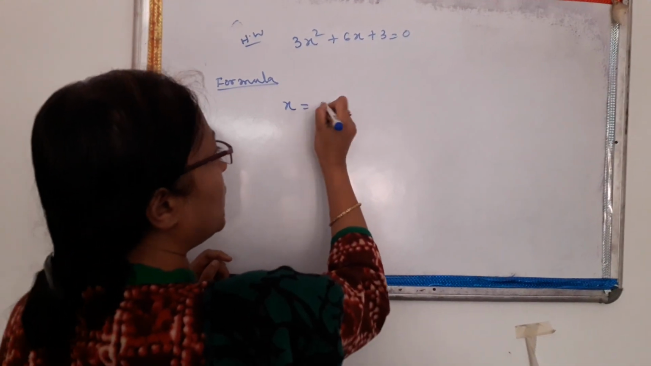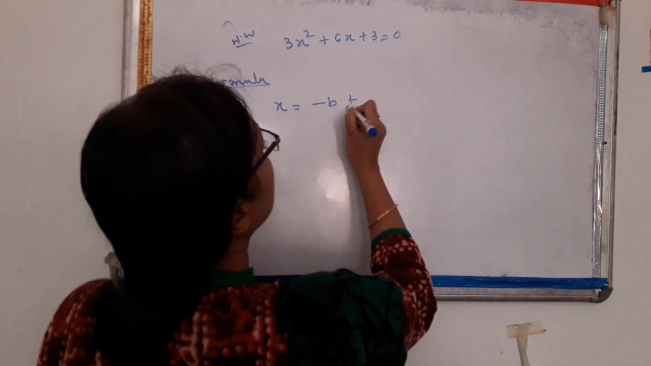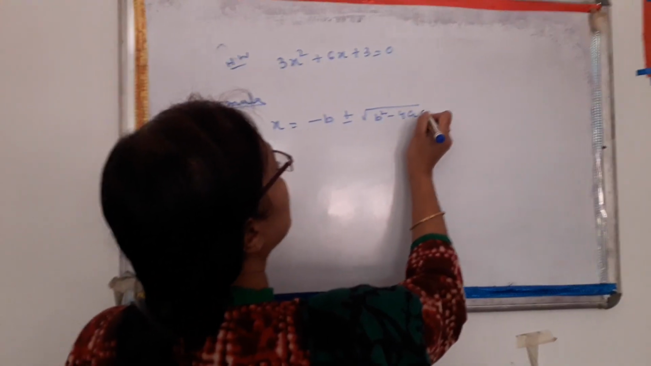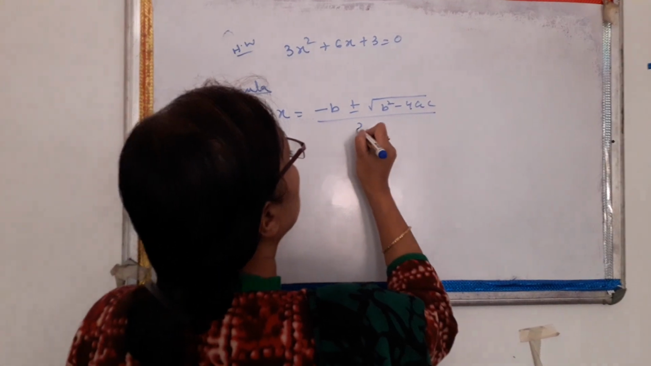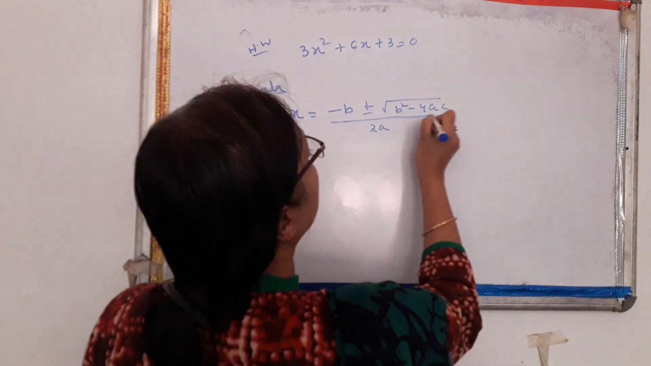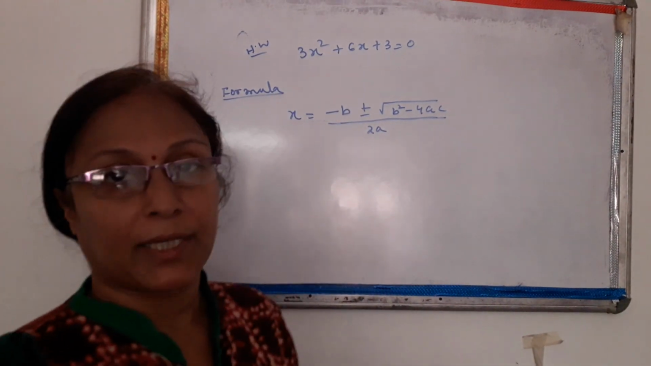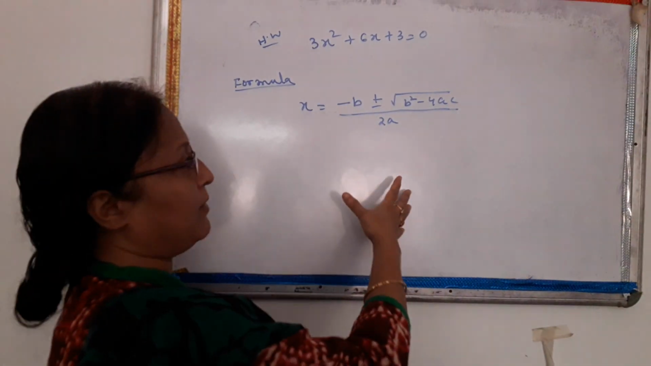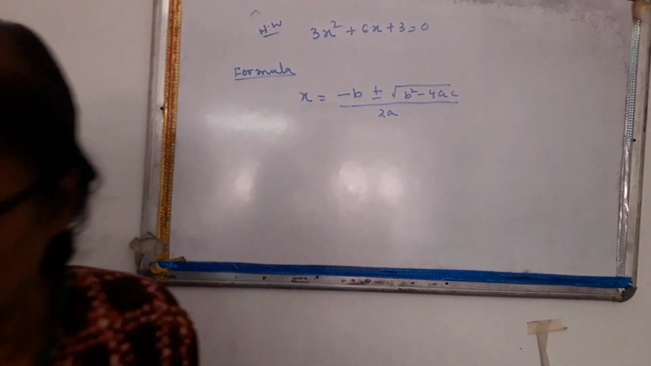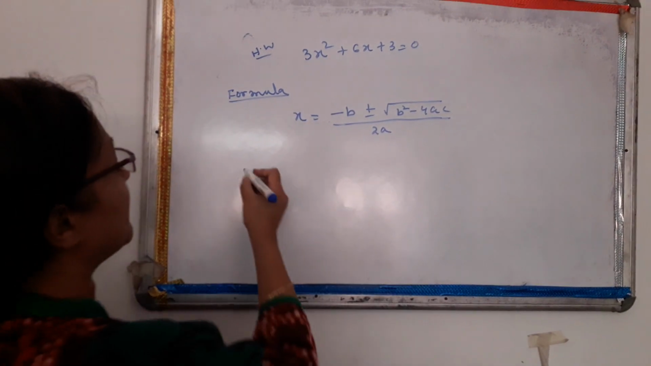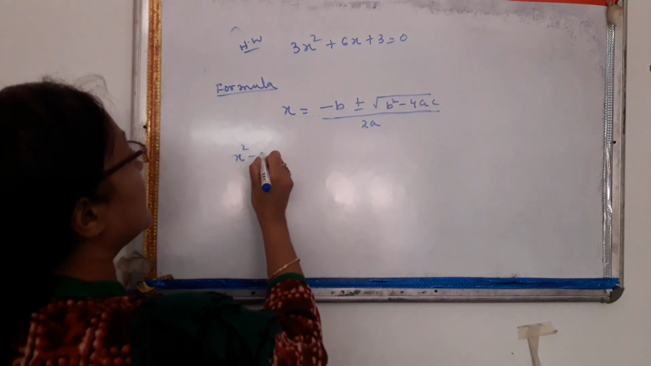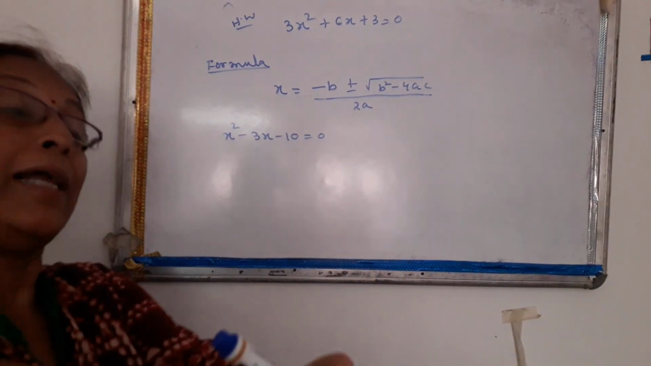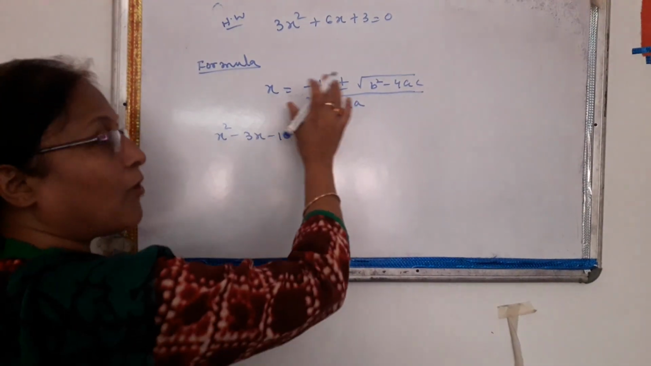x equal to minus b plus minus root over b square minus 4ac divided by twice a. When you apply the formula, you will observe you get the same value, but the method is different. Just apply the formula. Now I will show you the same question by this method. x square minus thrice x minus 10 equal to 0. You will observe my value is the same. Now here I am applying the formula.